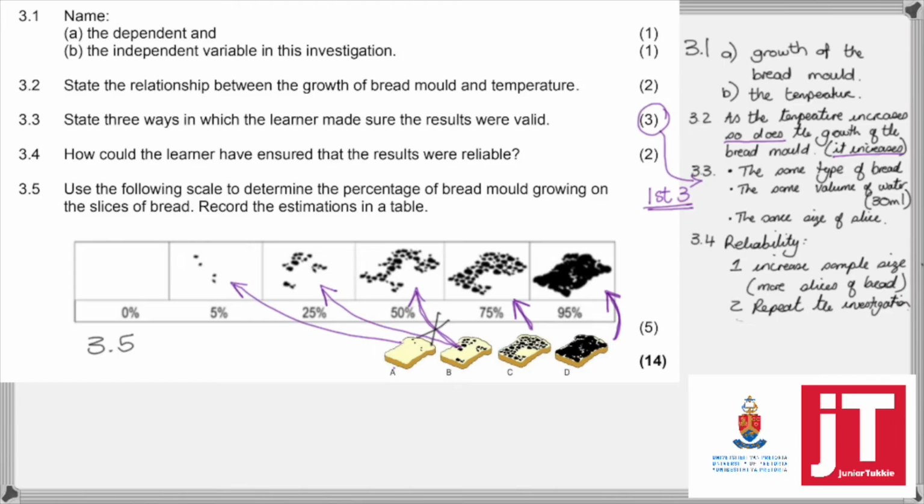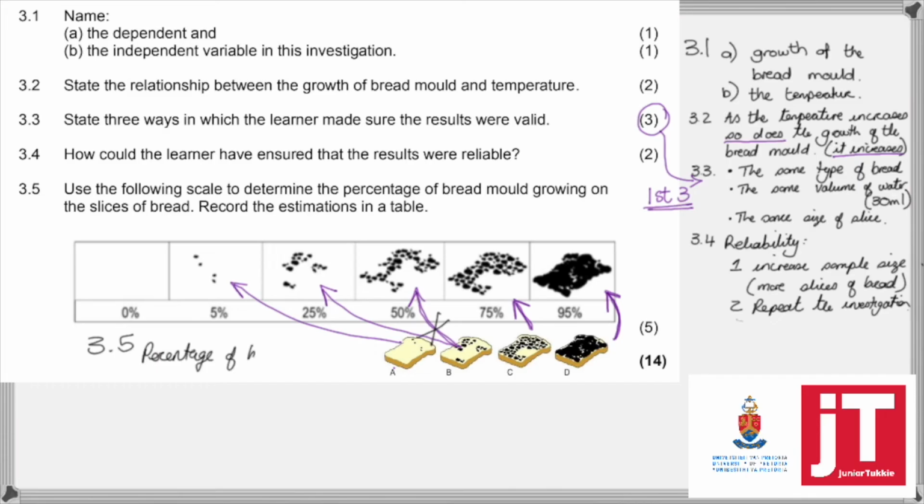Now, for question 3.5, using the scale given, place the different slices of bread in the percentage growth of bread mold. Moving from D to A, D is at 95% growth, C 75% growth, and moving down, B doesn't quite fit with 50% growth, but more with 25%. And A, we have 5% growth. The reason we're linking it to percentage growth is because the question asks us to record these estimations of growth in a table. So that's the next step.